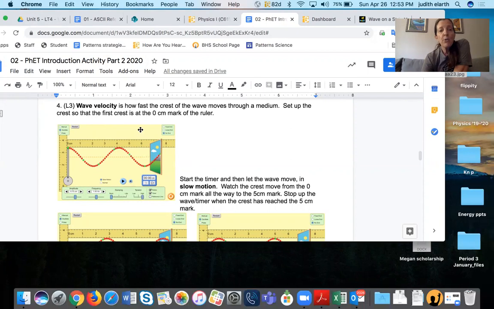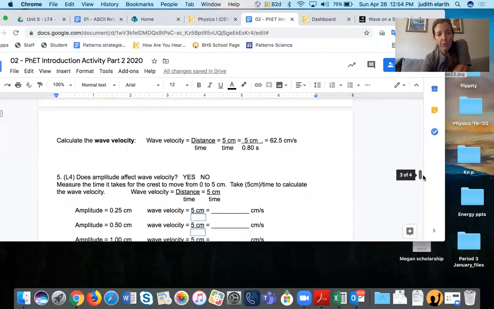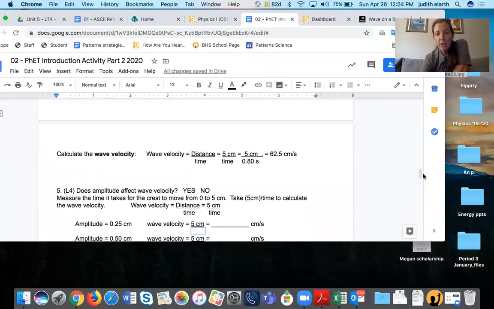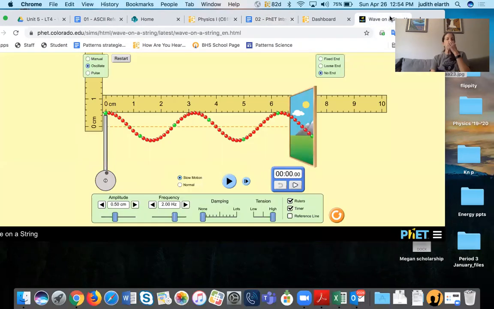Okay, so set up the crest, first crest at 0. And you can look and match these measurements down below. Start the timer and let the wave move in slow motion. Watch the crest move from the 0 mark all the way to 5 centimeters. Stop the wave when the crest has reached the 5 centimeter mark, and you'll record the time, okay? So here's how that looks. Back to this, always slow-mo.